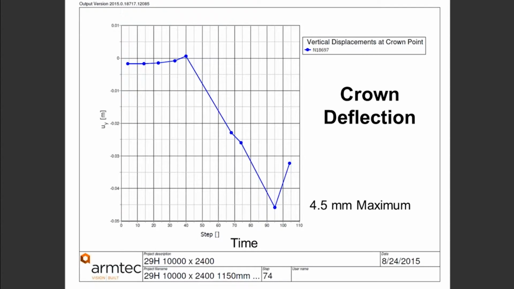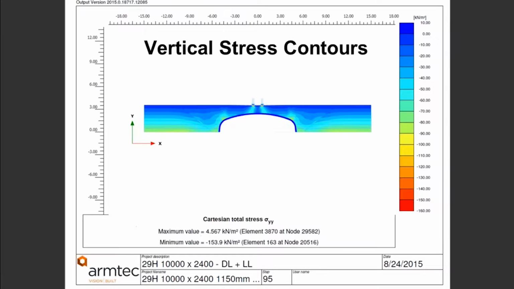As each step of the model converges, the deflection can be monitored for a certain point on the structure. And here we can see that the maximum deflection of the crown of the completed structure is negligible and well within the allowable tolerance. The model will also provide a stress diagram to show what is happening in the soil.